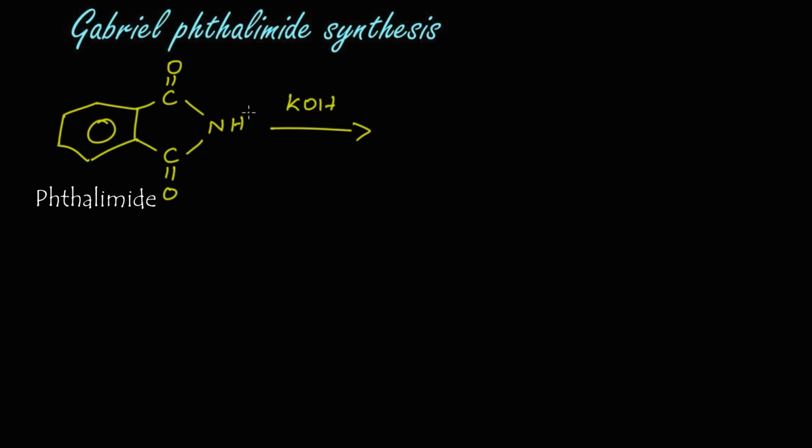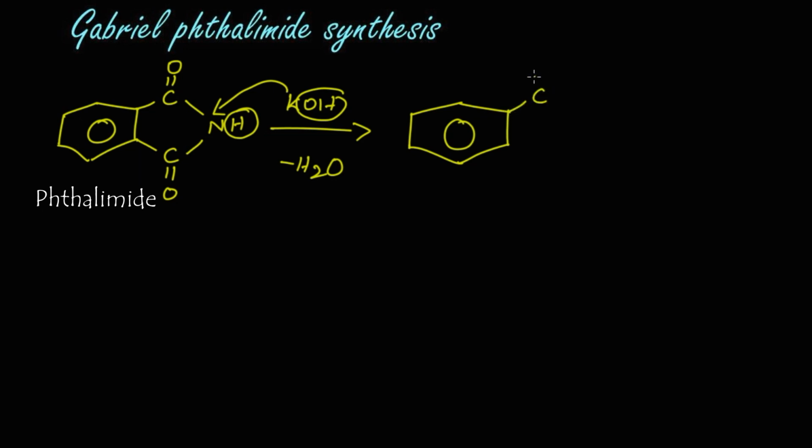What happens during the reaction? The hydrogen from the phthalimide and OH from the potassium hydroxide will leave as H2O. Here we use this alcoholic alkali, that is potassium hydroxide. This potassium replaces the hydrogen. So we get C double bond O, here C double bond O, here N. Instead of this hydrogen, potassium is attached. This is known as potassium phthalimide.